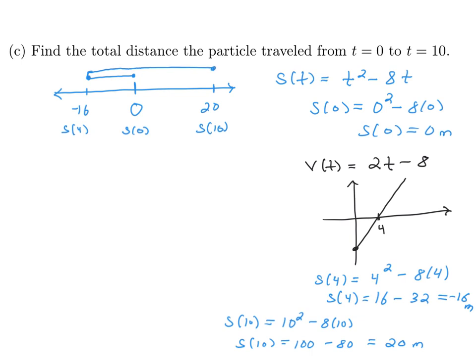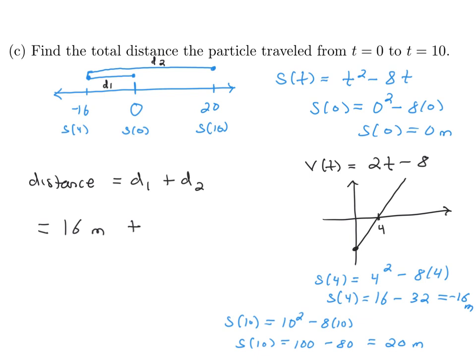We're looking to find the total distance. For simplicity, I'll call this length d1, and then I'll call this length d2, the one above it. The total distance that we're looking for is equal to d1 plus d2. So what is the length from 0 down to negative 16? I'm going to call that 16 meters. I would never use a negative number when referencing distance. So this is equal to 16 meters for d1.